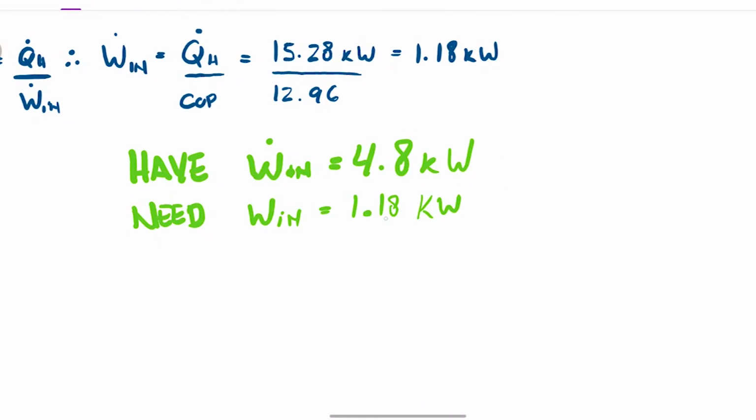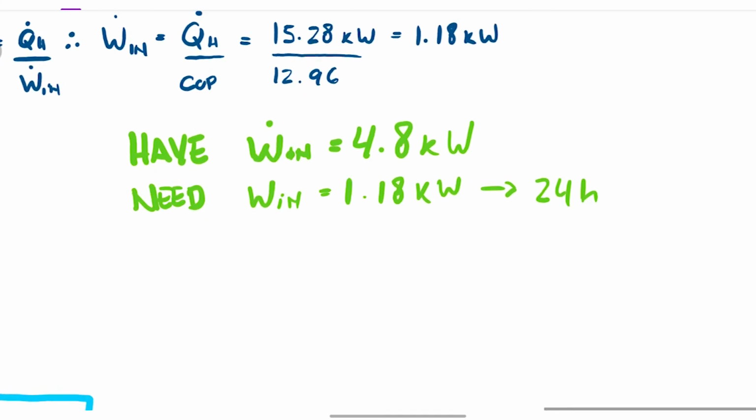Okay, so if we had exactly the power that we needed, if we had exactly the 1.18 kilowatts, then this would just stay on 24/7, right? Just stay on, and there you go, problem solved. But we have one that's more powerful, so that means we don't need it to be on all the time. We need it to be on for how long? Well, we need it to be on for the 24 hours times the proportion between these two, right? Which is going to be almost 4, like we said.